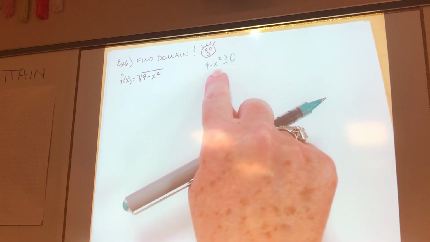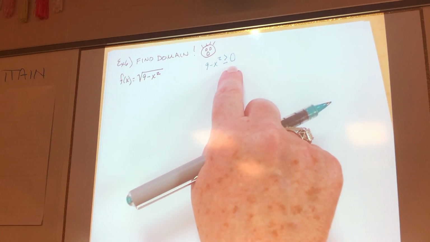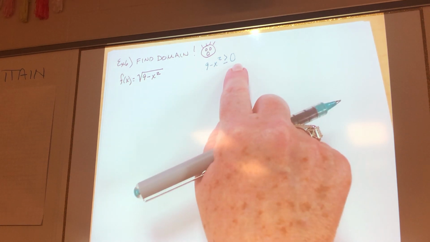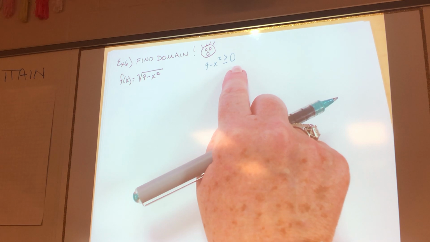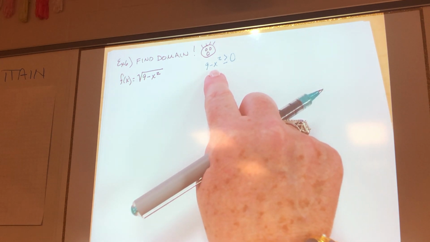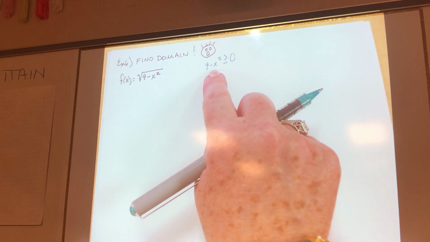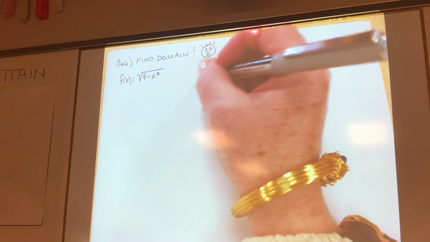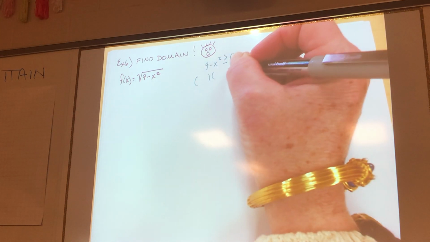All right, so the first thing that you have to find are what are called the critical values. Those are the solutions. If this were an equation, they would be the solutions to this equation. So how do I solve a quadratic? The easiest way is just to factor it. So what does 9 minus x squared factor into?